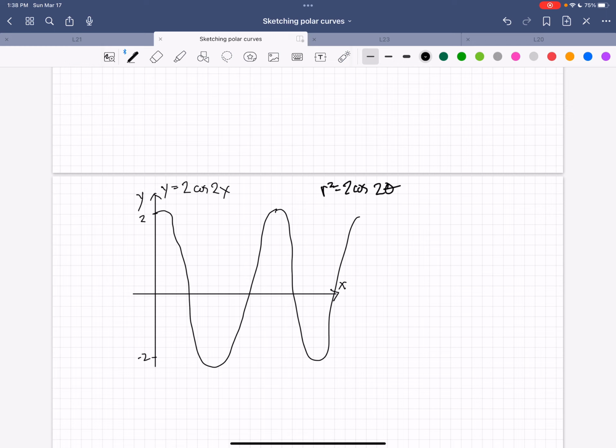Okay, good enough. So the period was pi, so we'll go through that there. We have this 0 at 3 pi over 4. This one's at pi over 4. This low point is at pi over 2. So let's start collecting some points.